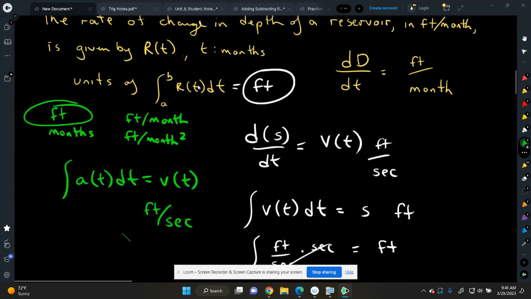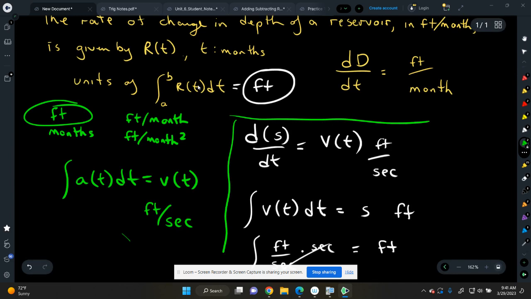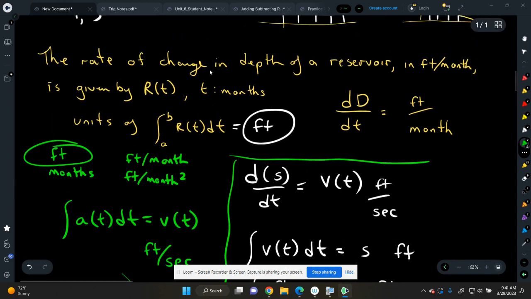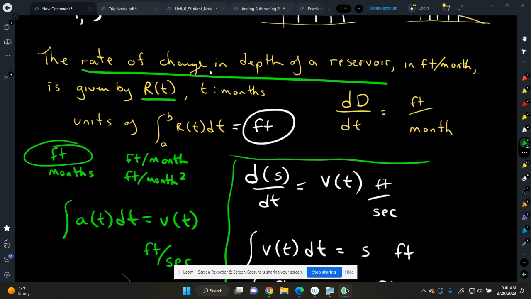It's not the velocity. I was using this as an example just to get you thinking the right way. But it says that R of t is the rate of change in the depth of the reservoir. That's what R of t is. Rate of change, that's equivalent to what we think of when we think of velocity. So this is just an example to help you think along the right track.